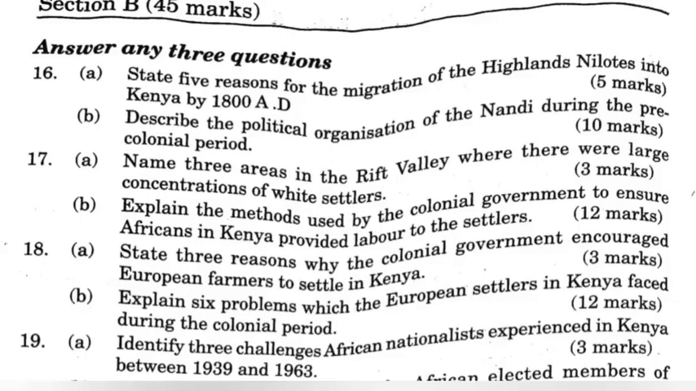17b. Explain the methods used by the colonial government to ensure Africans in Kenya provided labor to the settlers. 1. Colonial authorities used force to ensure that Africans provided labor. The use of forced labor was particularly evident in the settler farms where Africans grew crops and kept animals for Europeans. 2. The colonial authorities established crowded reserves for the Africans. This forced many Africans to look for employment in the European farms or as domestic servants.